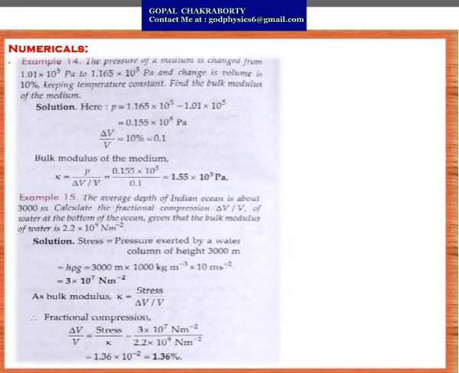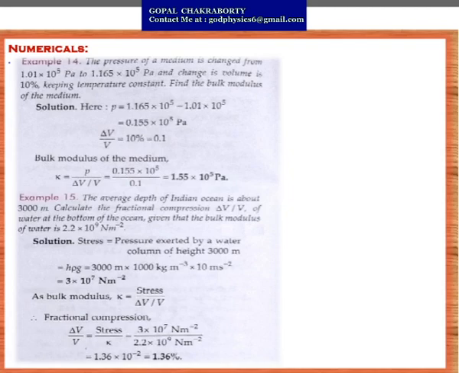Now stress is equal to the pressure exerted by the water column of height 3000 meter. So that pressure is P equals H rho g for water having a depth H. So H rho g means 3000 into 1000 kg per meter cube into 10 meter per second square. So that will give you the pressure: 3 into 10 to the power 7 Newton per meter square.